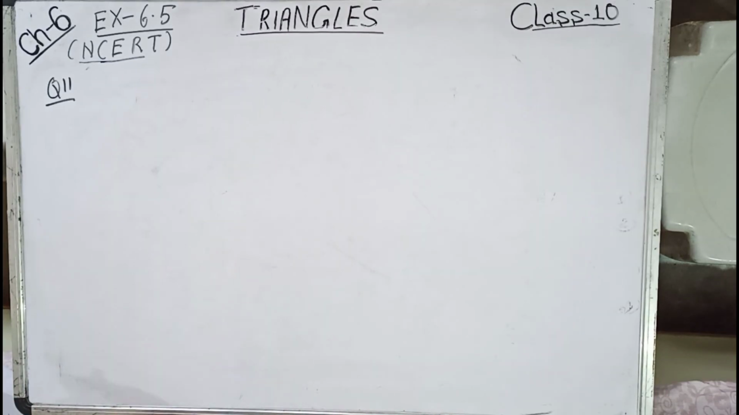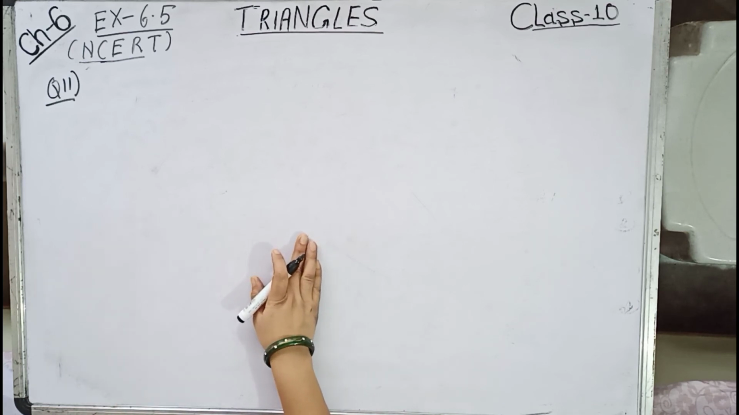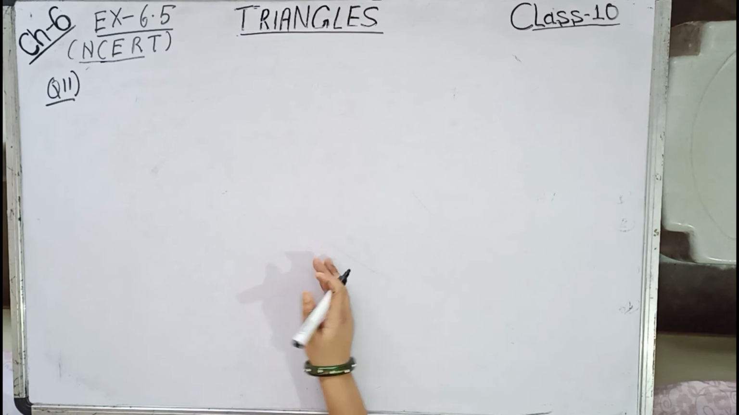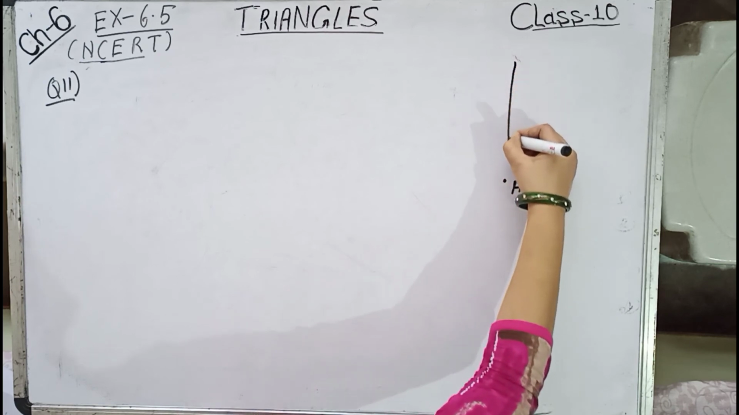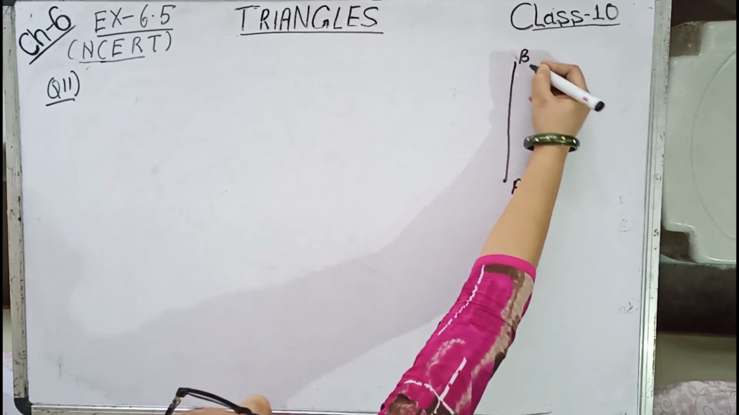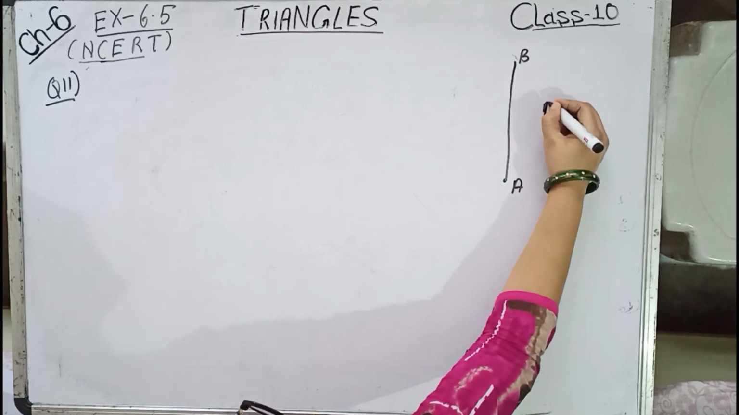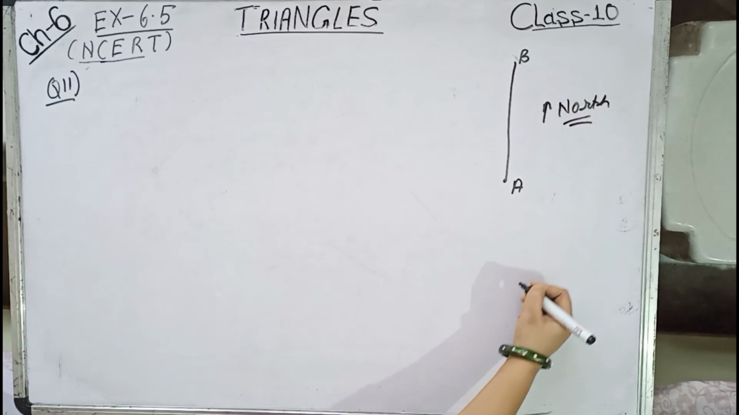Next question of exercise 6.5 is question number 11, which I have taken over here. Open your book children, I am reading the question. Question number 11 says that an aeroplane leaves an airport and flies due north at a speed of 1000 km per hour. So suppose A is the position of the plane and it is flying due north, towards north, at a speed of 1000 km per hour.